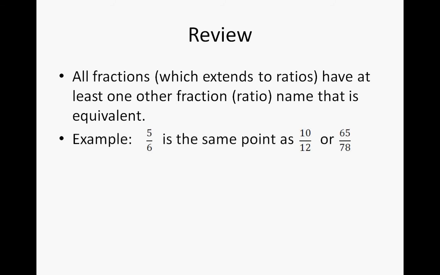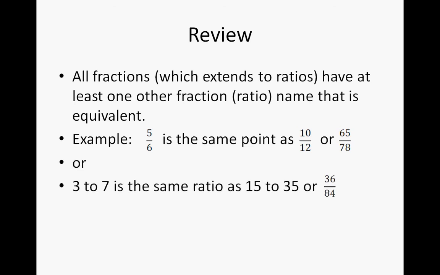For example, 5/6 is the same point or same value as 10/12, or 65 copies of 1/78. So again, if you have 5/6, you can partition the sixth into smaller pieces, which means you're going to get maybe partitions of 12, but then 5 copies is going to end up being more copies, and that would be 10, so 10/12. And if you did it again, you could get 65/78, or there's an infinite amount of possibilities you could have for that same point on the number line.